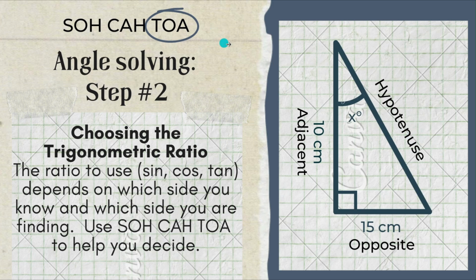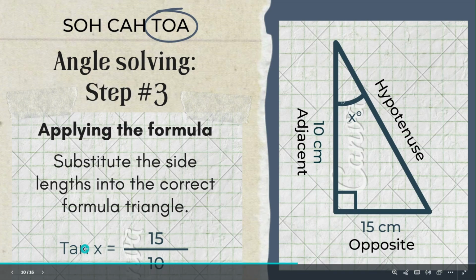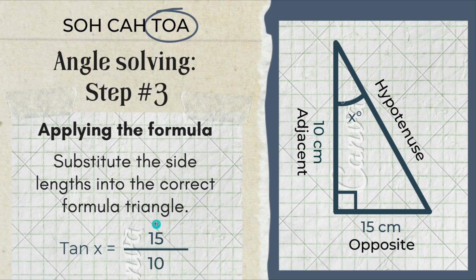So which trig ratio do you think, do the same thing as last time, which trig ratio do you think uses opposite and adjacent? Yes, you guessed it right. It's tan, because TOA, right? So opposite and adjacent. So now, once we know it's tan, we basically use the formula, which is tan of x is equal to 15 over 10, right? And we get that, so 15 over 10 gives us 3 over 2, which is 1.5.